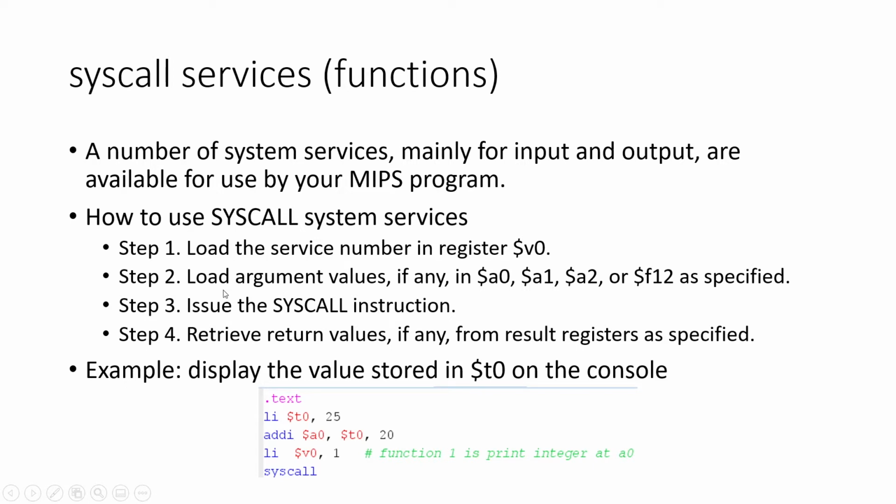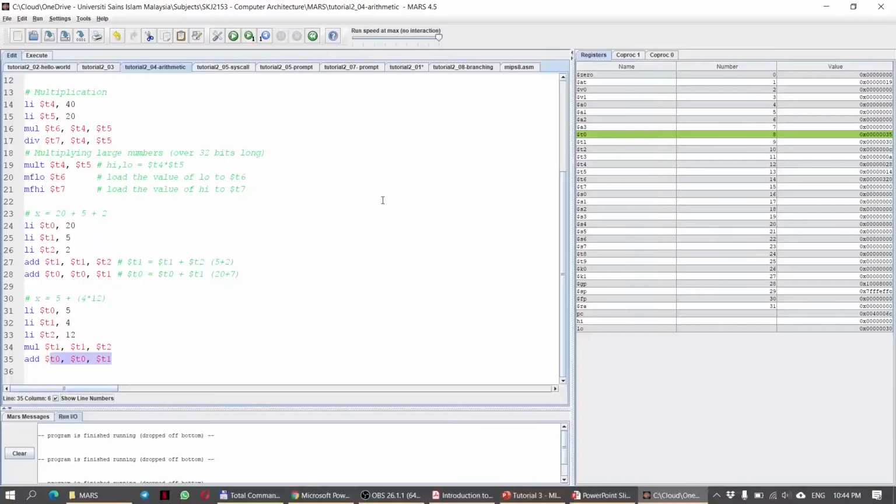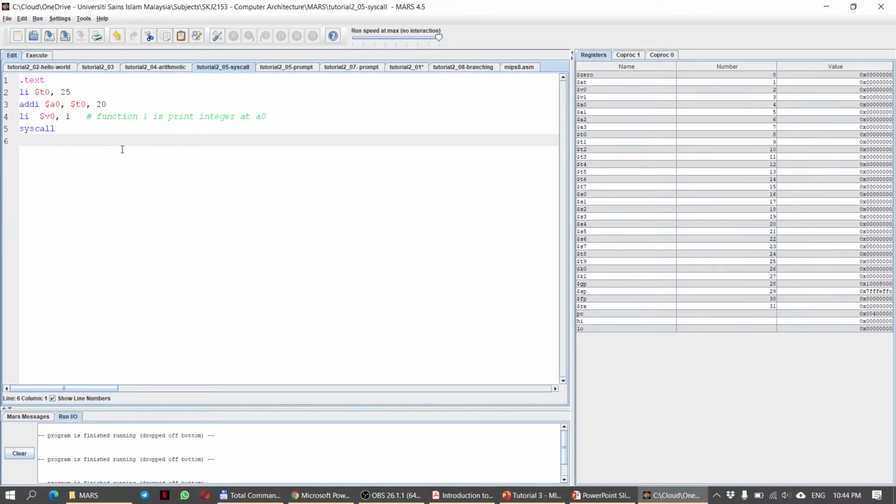Then we pass the arguments to that function, and then we call the syscall instruction. When we call the syscall instruction, it will execute that function and give us some output. So let's look at this example here. But before, let's look at the syscall. These are some of the functions. So let me show a simple example.